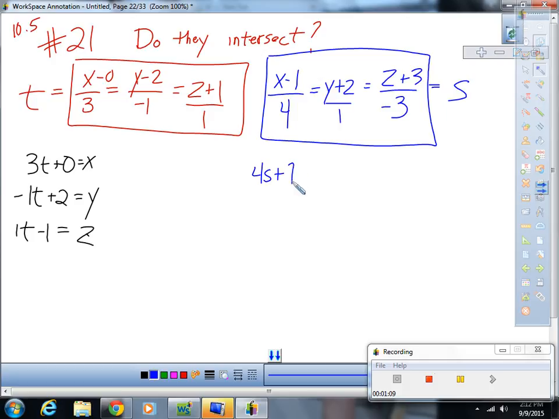4s plus 1 equals x. That is an s. This is an s, not a 5. 1s minus 2 equals y. And negative 3s minus 3 equals z.